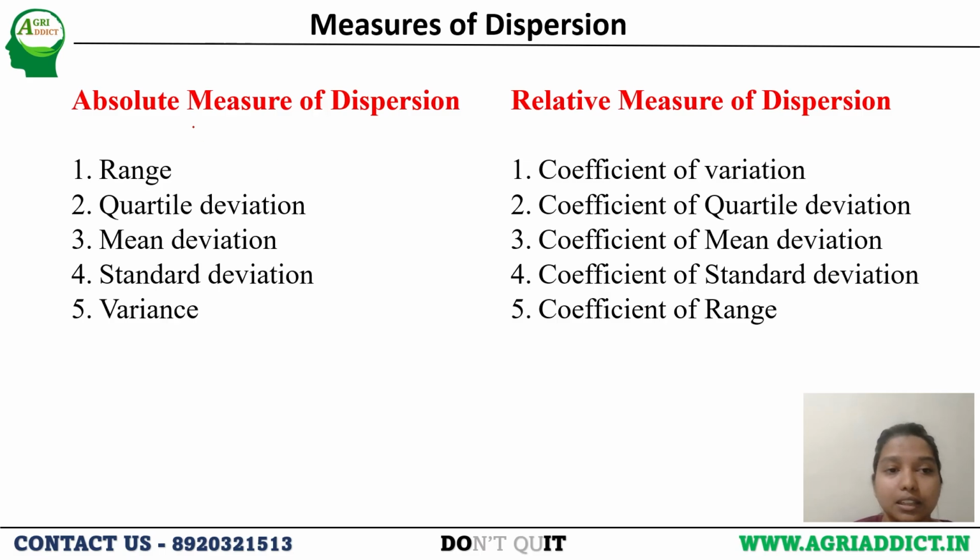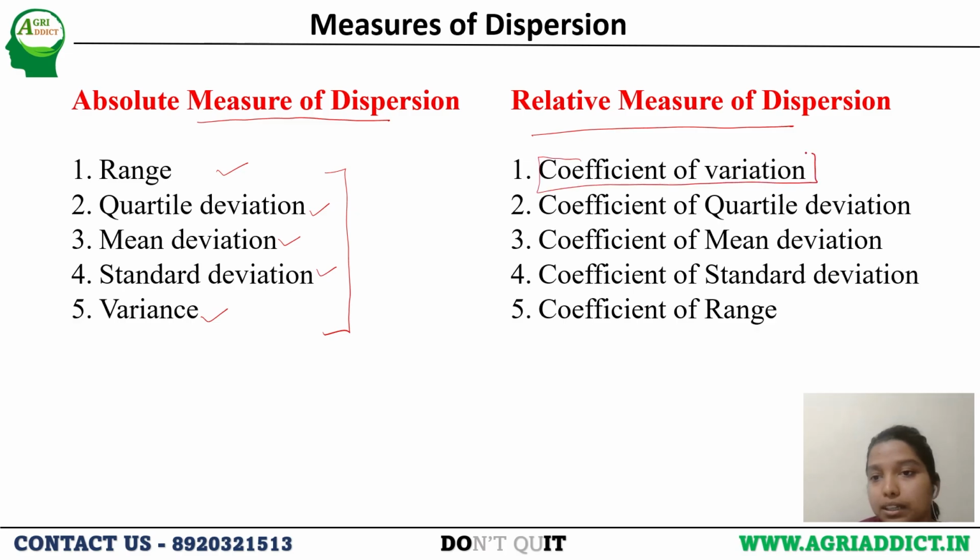Here you might be seeing the two types of measures of dispersion, that is absolute measure of dispersion and relative measure of dispersion. In absolute measure of dispersion, we will be studying these five measures of dispersion. This is range, quartile deviation, mean deviation, standard deviation, and variance. In relative measures of dispersion, we'll study the coefficient of variation, which is the most important.